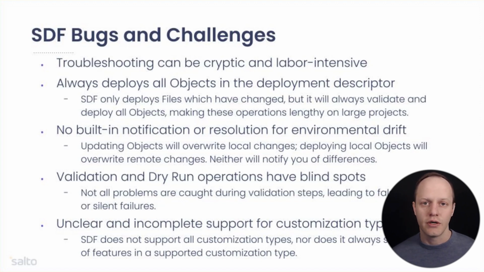Anytime you run object update to pull down changes, your local changes will be silently overwritten by the account version. Anytime you deploy, any account changes will be overwritten by the definition you have locally. This can be a massive problem, especially in an environment where objects can be changed by multiple people, multiple teams, either through the project or through the UI. I call this problem environmental drift.